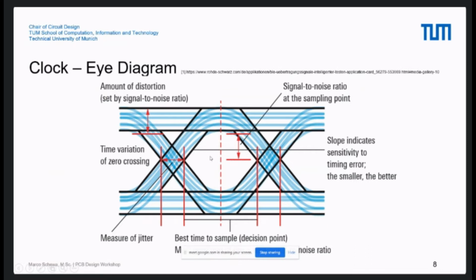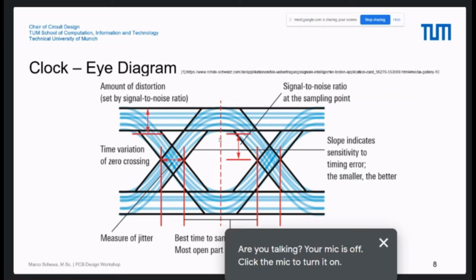So normally you want to increase the eye here. You want the eye to be as large as possible. And inside the eye, this is the best operating point for sampling and so on, because at this point you have the best signal to noise ratio. You can see from this point to this point you have the biggest range. Therefore, this point here is the best sample point.